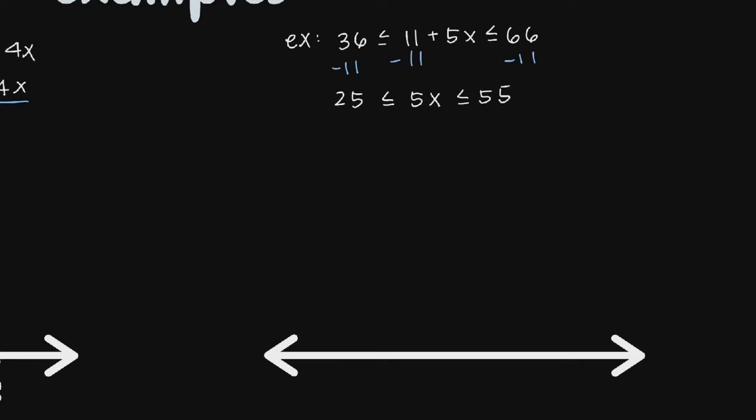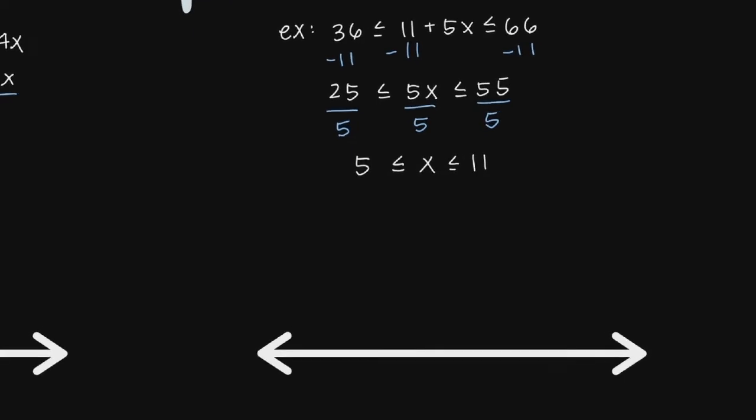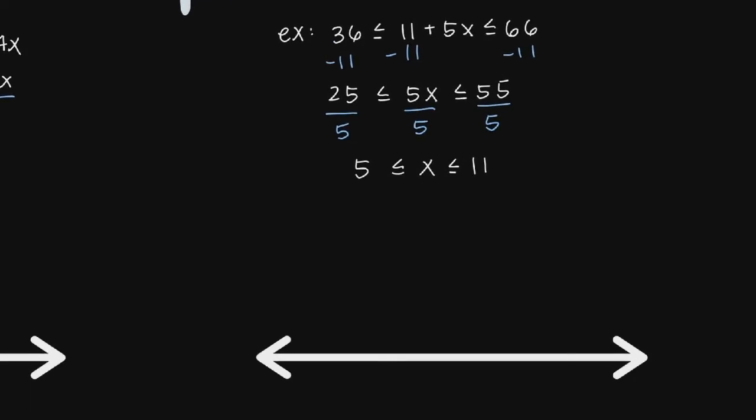Then to get the x by itself, we have to divide by 5. So then we get 5 is less than or equal to x is less than or equal to 11. So now on my number line, I want to make sure I have 5 and 11 on my number line. So I'm going to start with 4.